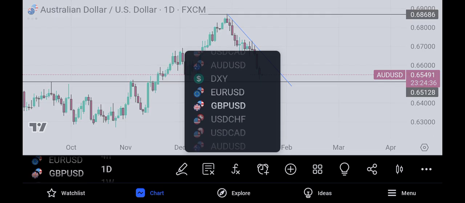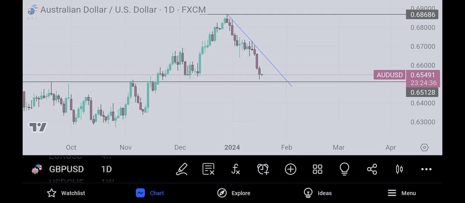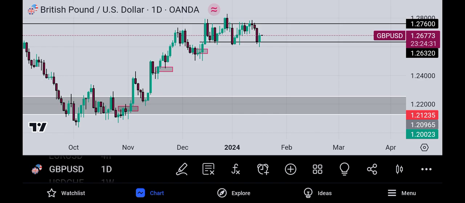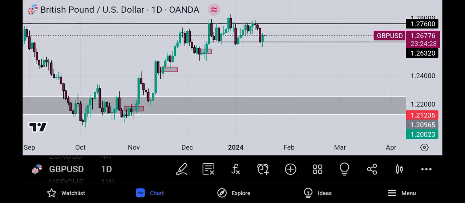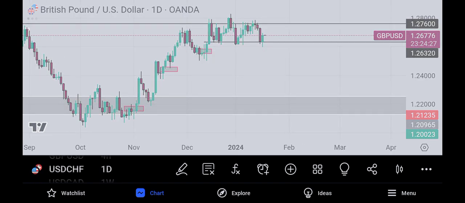Other majors, they are not printing what I need. They are just very indecisive. GBPUSD, very indecisive. Same thing with USD CHF and USD CAD.